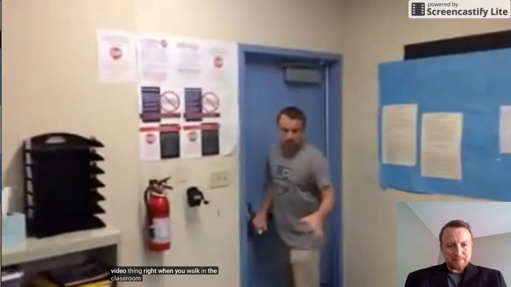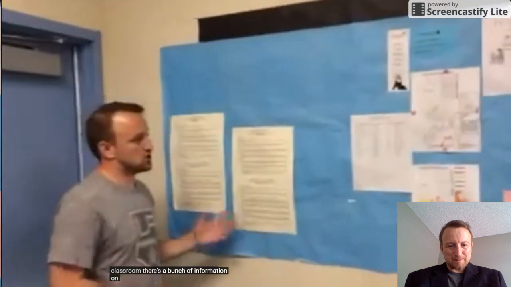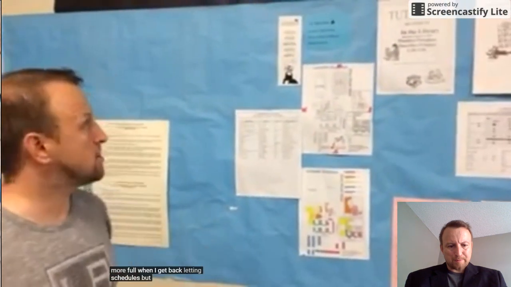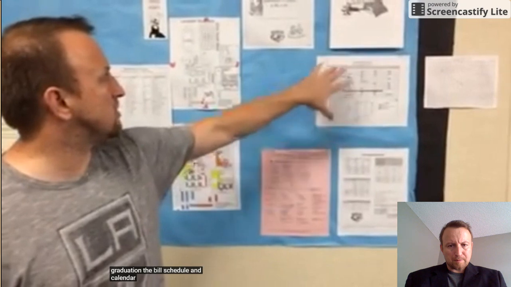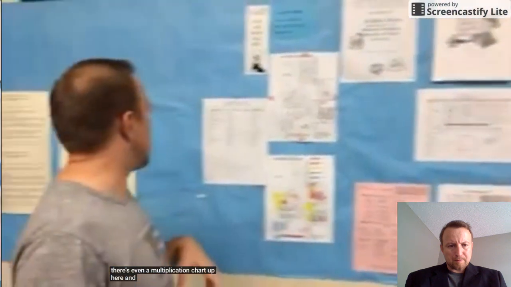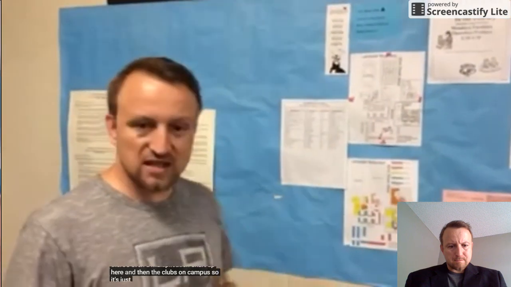Right when you walk in the classroom, there's a bunch of information on this wall. It's going to be a little more full when I get to athletic schedules, but basically it has information that you may want to know. For instance, what class you need for graduation, the bell schedule, the calendar, the tutoring information. There's even a multiplication chart up here. And then the clubs on campus. So it's just handy information. Alright guys, well I hope that's helpful.